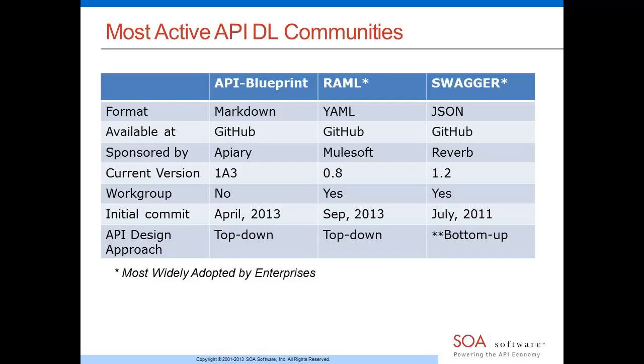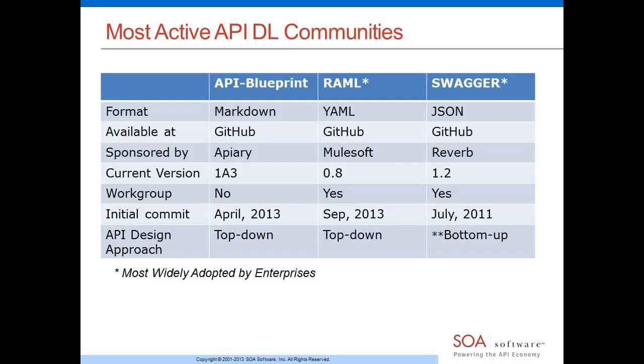The format of these description languages: API Blueprint is Markdown, RAML uses YAML, and Swagger uses JSON. All of these are available on GitHub, right? Super easy. If you haven't used GitHub before and this is your first time and you're not even really technical, it's super easy to do. Both Swagger and RAML do a great job of walking you through downloading it and beginning to play with it right away. Very, very slick.